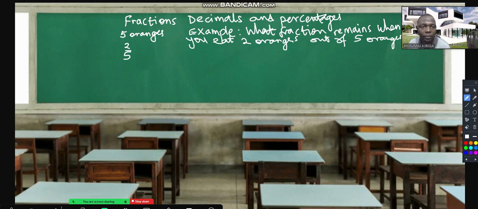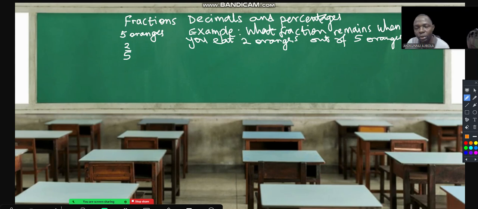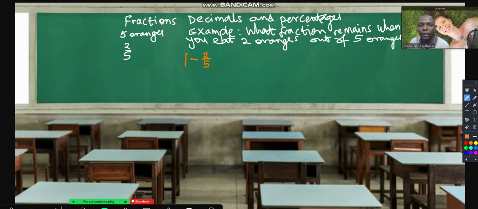So what fraction remains? To get a solution to this one, we can say the total oranges you have is like a whole, the whole is 5. But you've eaten 2 out of 5, so minus the one you've eaten, which is 2 out of 5. So how do we get what fraction remains? The fraction that remains is obviously, out of 5 you've eaten 2, so it's 3/5 that remains.